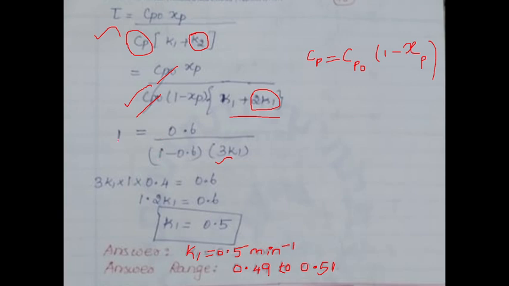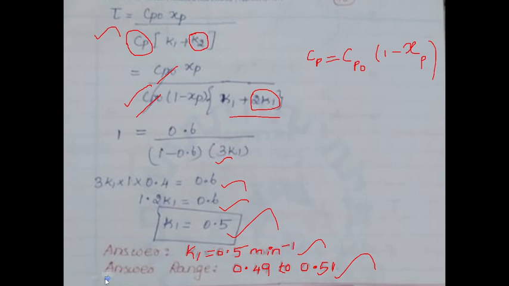This value comes to this side: 3K1 into 1 minus 0.6, that is 0.4, equal to 0.6. So 0.4 into 3 is 1.2 times K1 equal to 0.6. Finally K1 is equal to 0.6 divided by 1.2, so K1 is equal to 0.5. The answer for this question is K1 equal to 0.5 minute power minus 1. The answer range is given as 0.49 to 0.51, and our answer is within this range.